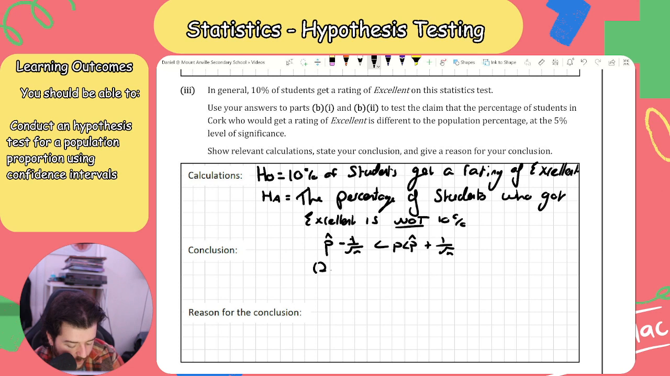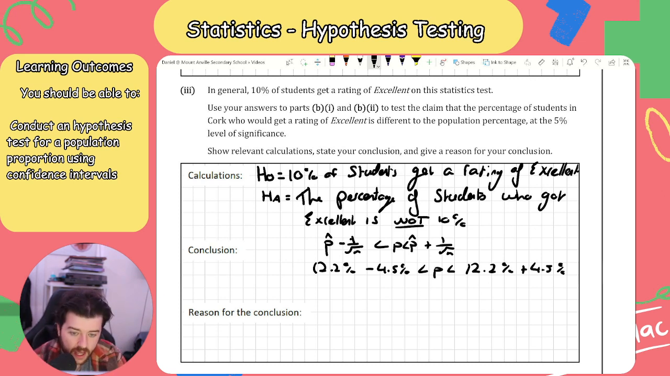So 12.2% minus 4.5%, and 12.2% plus 4.5%. So that gives 7.7% and 16.7%. So that is my confidence interval there.